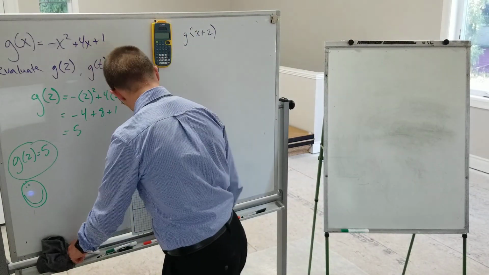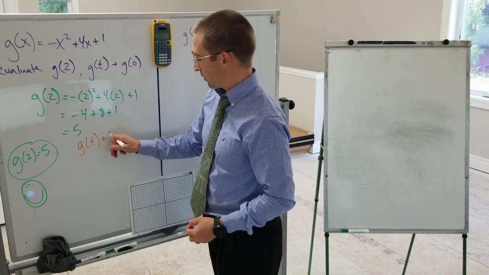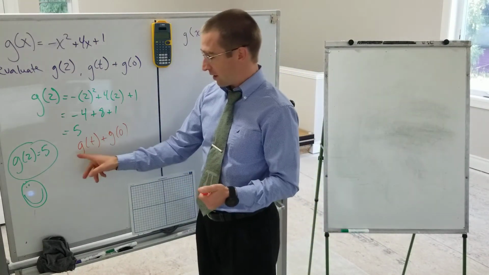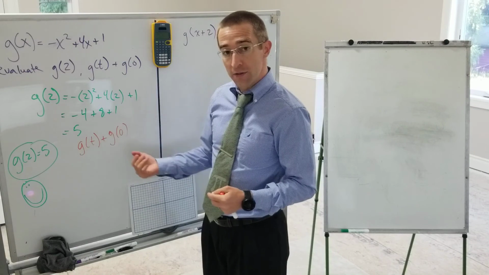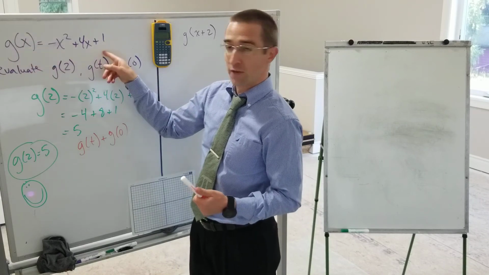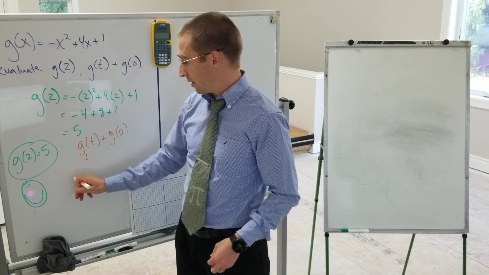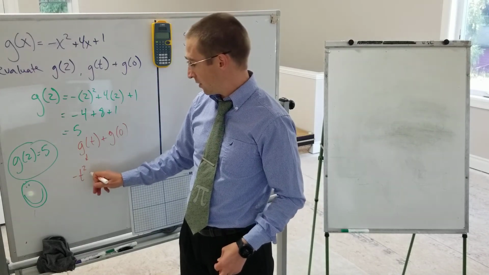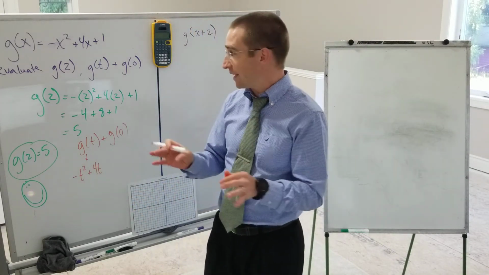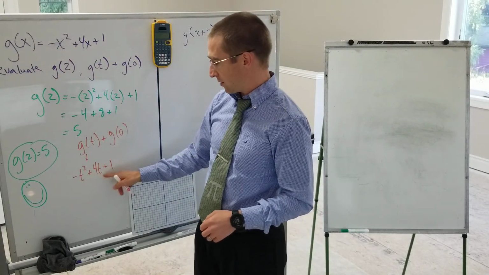Wonderful. All right, let's do another one. Let's do g of t plus g of 0. And notice I'm saying g of t when I write this, saying the function g evaluated at t. g of 0 means the function g evaluated at 0. So g of t is going to be the same as g of x, but instead of x's we have t's. So g of t is going to be negative t squared plus 4t plus 1. I just replaced the x's with t's, so that's g of t.